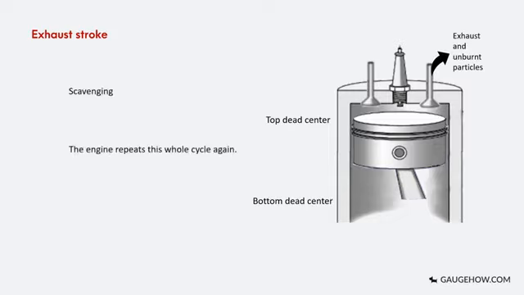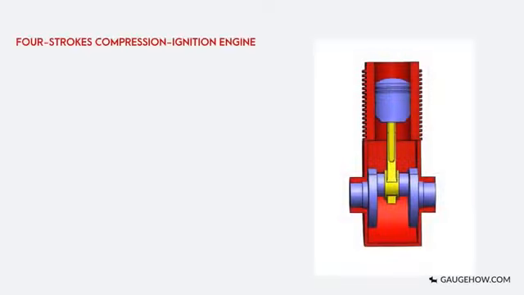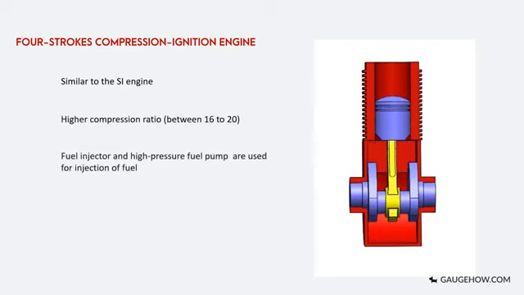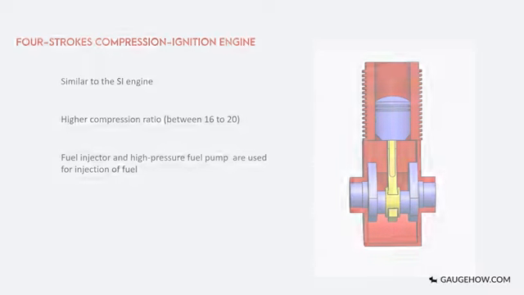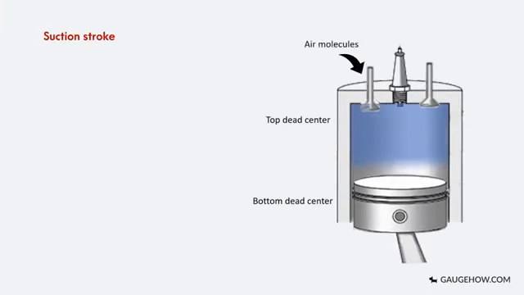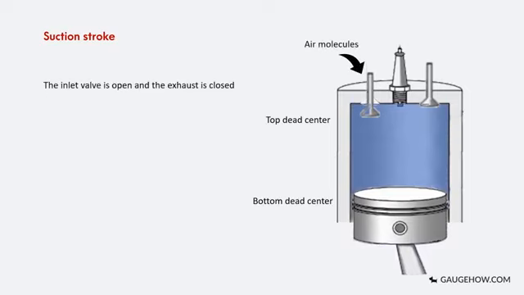The next type is the 4-stroke compression ignition engine. The working principle of this engine is quite similar to the SI engine, but with a higher compression ratio, which is between 16 to 20. In this engine, only air is inducted instead of air-fuel mixture. We make use of a fuel injector and high-pressure fuel pump for injection of fuel. In the suction stroke, the pressure difference generates as the piston movement pulls the molecules of the air inside the cylinder. During this stroke, the inlet valve is open and the exhaust is closed.